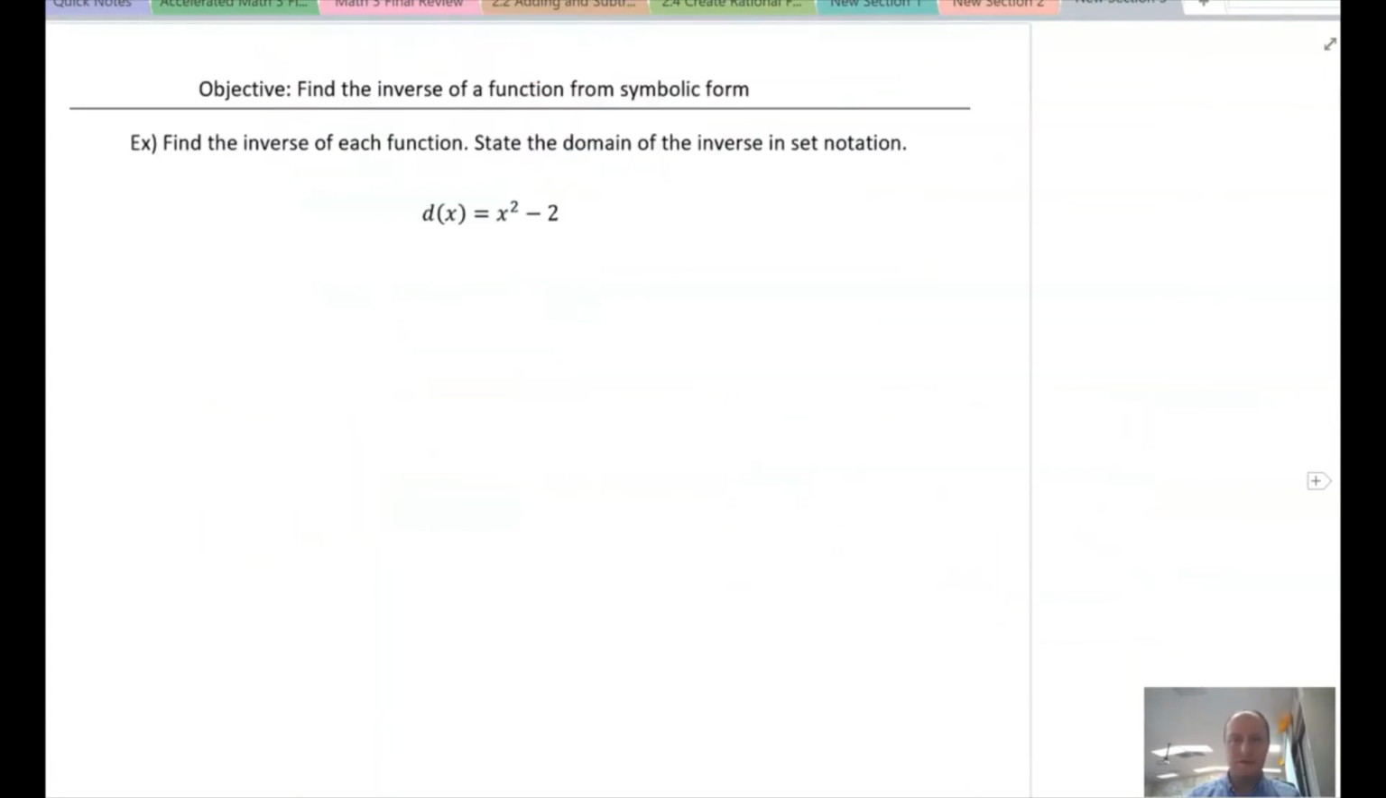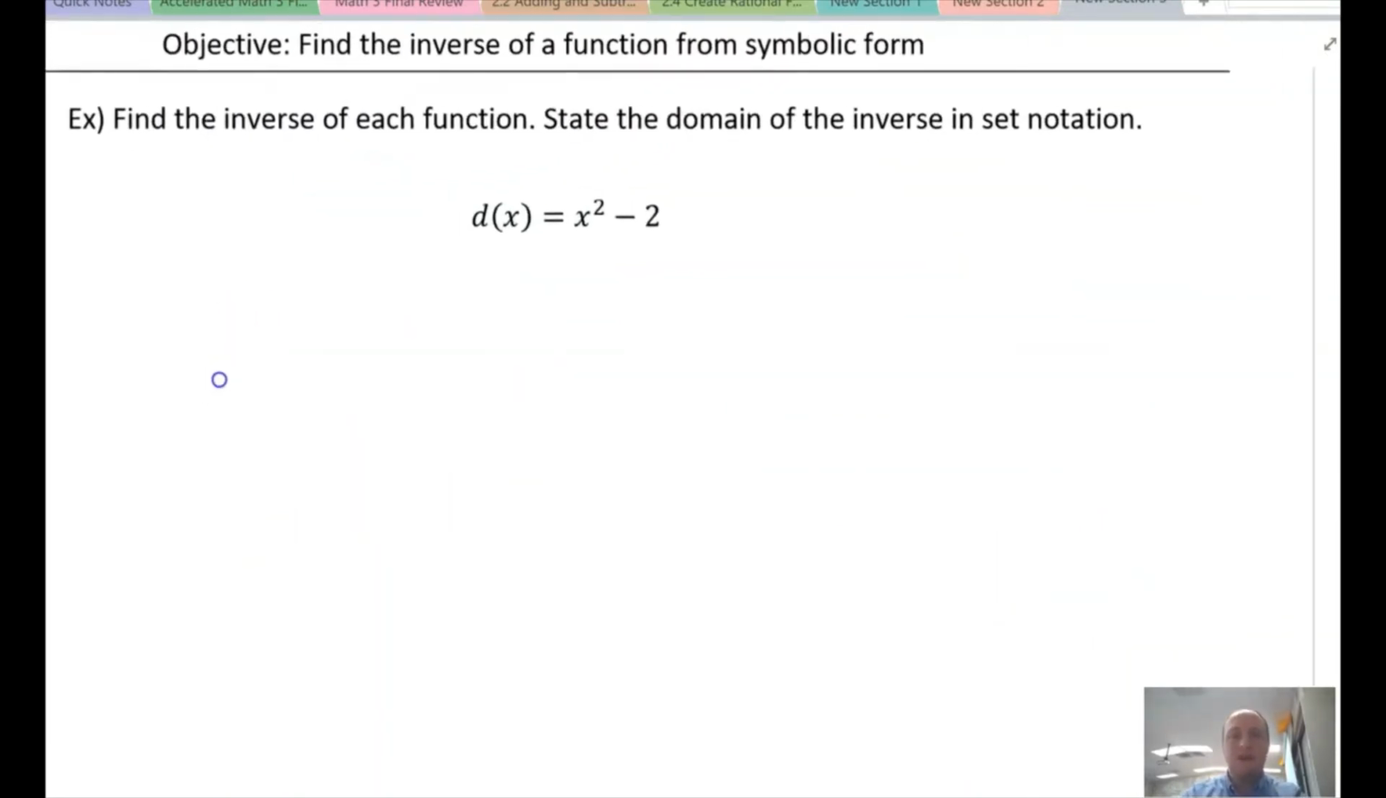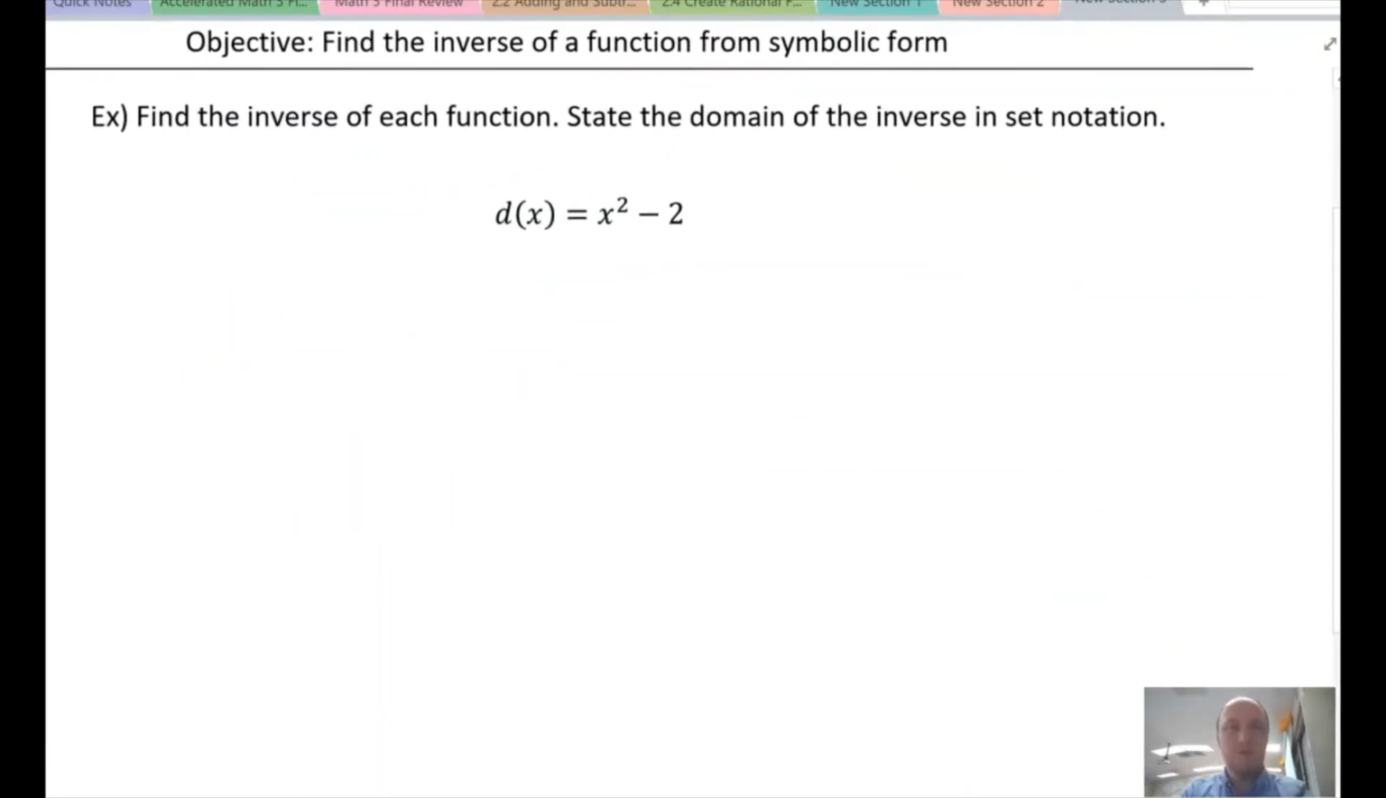All right. Second example, x squared minus 2. Okay, so I'll switch to multivariable. Y is equal to x squared minus 2, and then I'll switch my x's and my y's. X is equal to y squared minus 2. Okay, I'll add 2 to both sides. X plus 2 is equal to y squared.